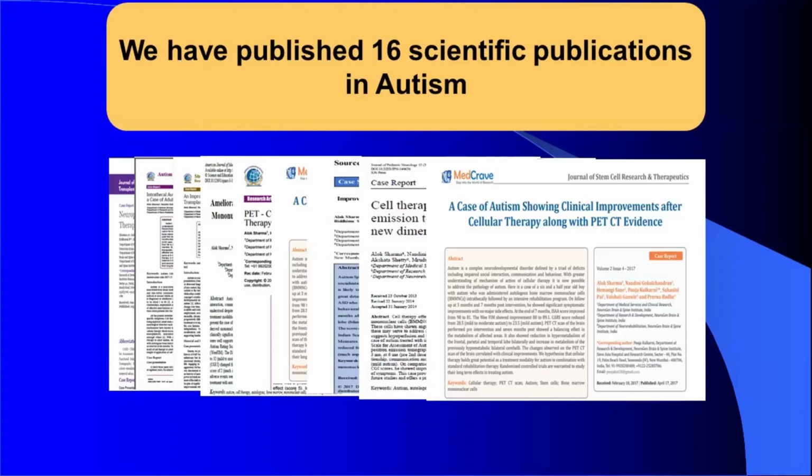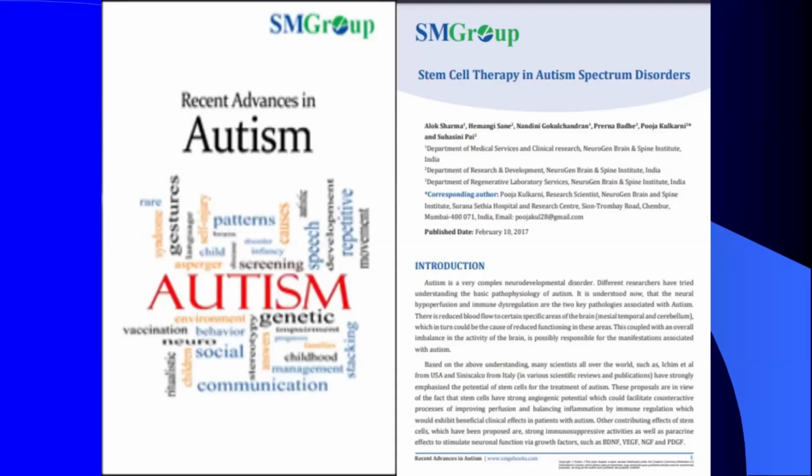We have a total of 6 scientific publications in the results of cell therapy in autism. And now international books, medical books are introducing chapters. So in this book on recent advances in autism, there is a chapter, Stem Cell Therapy in Autism Spectrum Disorders, and they've asked us to write the chapter. So we've written the chapter for this book.